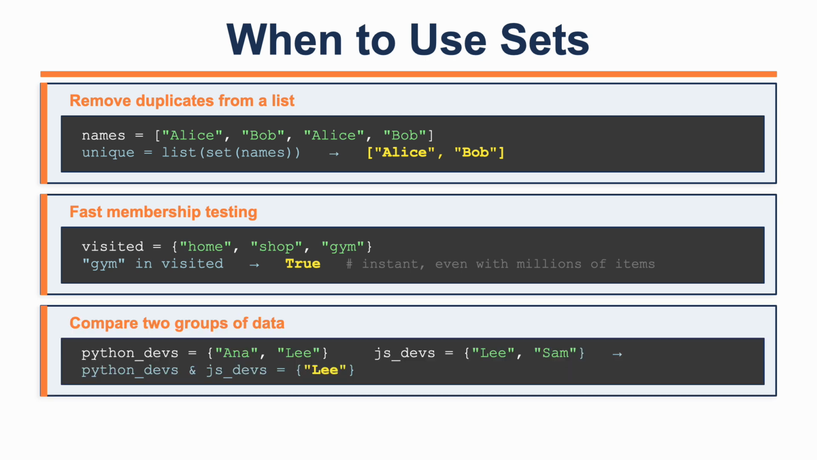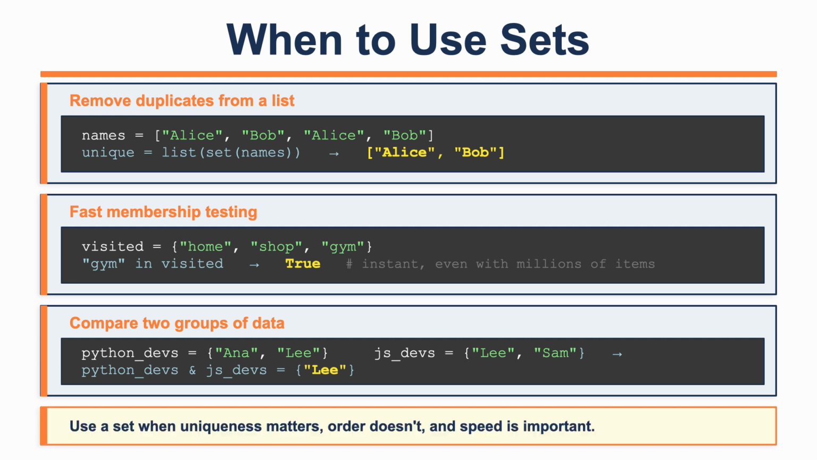The third is comparing 2 groups. If you have one set of Python developers and another of JavaScript developers, a single ampersand gives you the people in both groups. No loops, no manual comparison.